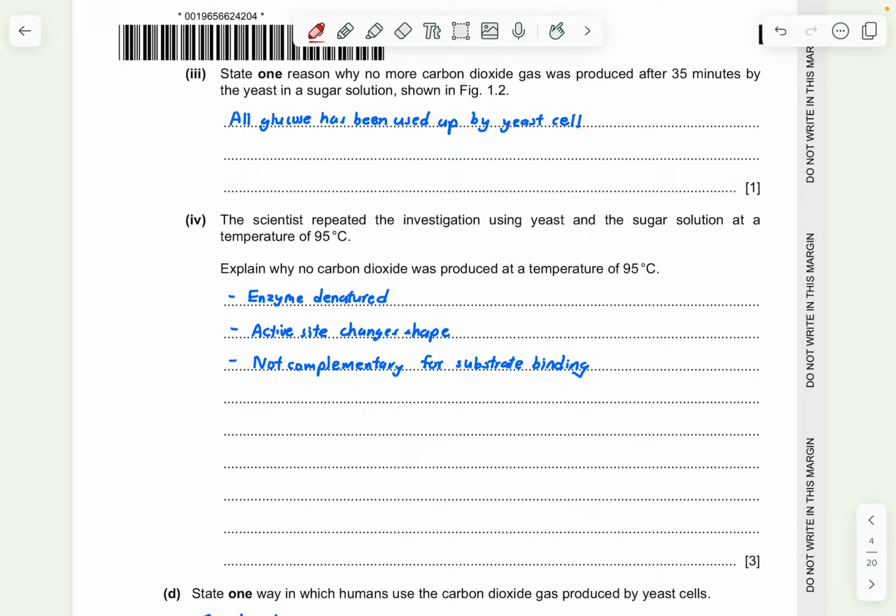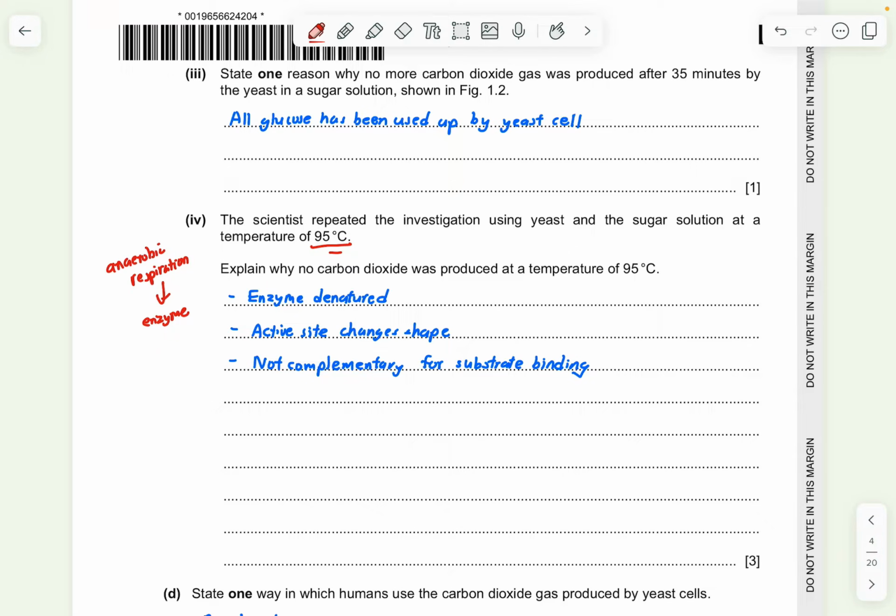Part 4. The scientists repeated the investigation using yeast and the sugar solution at the temperature of 95 degrees. So explain why no carbon dioxide was produced at the temperature of 95 degrees. So it's very important to tell you that anaerobic respiration itself involves a lot of enzymes. So this is a very big thing that you have to link. When you know that there is enzyme involved, you know that they cannot survive at more than 70 degrees because they will denature. So as a result, you write your answer as enzyme will denature.